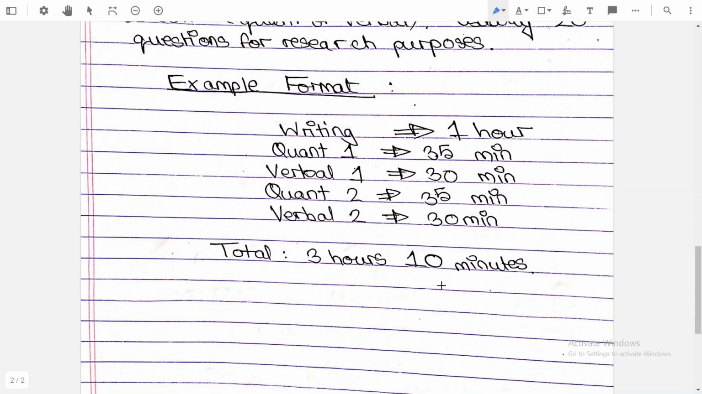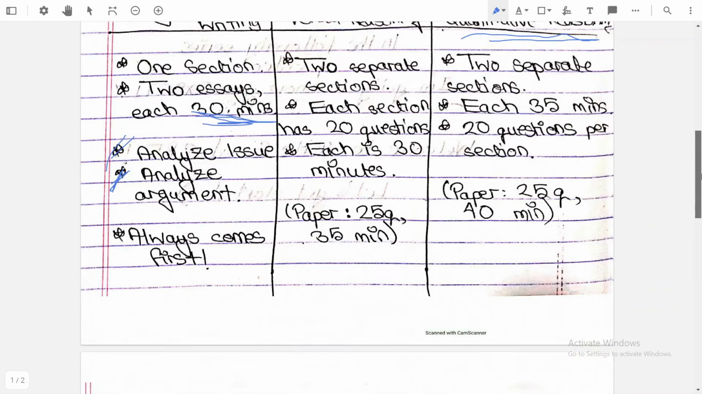So here I've written out a sample format of the exam. So writing will always be first. No matter what you do, writing will always be first. And then the order of the quant and the verbal section, it will alternate. So here I've started with quant. You can also start your exam with verbal. So no matter what order you give these 4 in, your total exam time will be 3 hours and 10 minutes. And that is all you need to know about the GRE format.